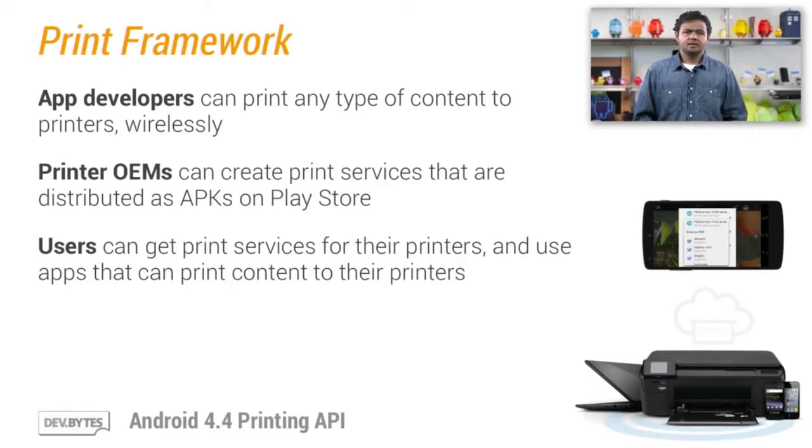So what is this printing API? Well, the print API allows app developers to write applications that can print any type of content to printers that can be connected over Wi-Fi or Bluetooth, or any other kind of printing service, for example, Google Cloud Print. It also allows printer OEMs to generate print services and distribute them as APKs on the Play Store, so that their printers will plug seamlessly into the framework so that users can print their documents to any connected printer. The system handles a transaction between an application that wants to print a document and the services that deliver print jobs to an actual printer.